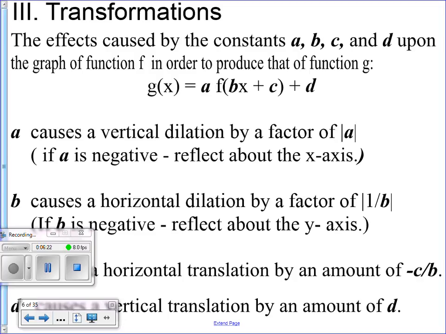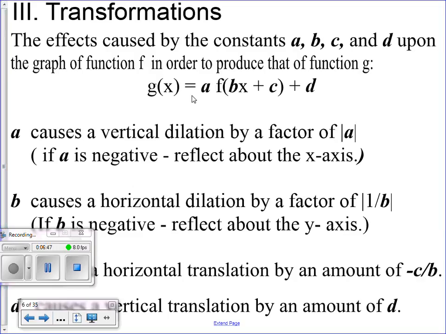As far as A goes, it's going to cause a vertical dilation, stretch or shrink by the absolute value of A. So if there's a 2 or a negative 2 up front, it's going to cause a vertical stretch by 2. It's going to double all the y coordinates. If the multipliers are negative, they also cause reflection. So if A is negative, you reflect the graph about the x-axis.